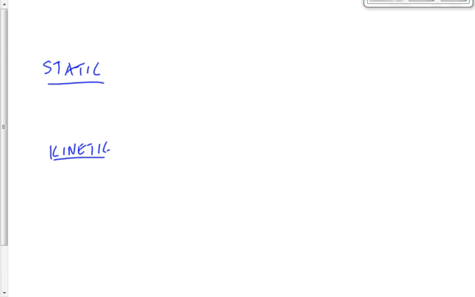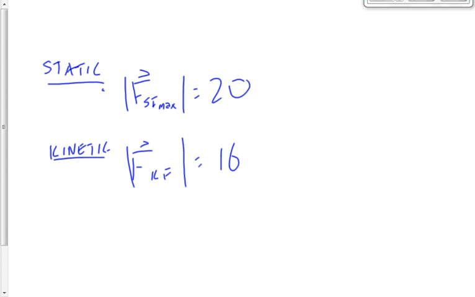Notice in that last example that I gave you, static friction maximum was 20. And of course, depending upon the situation, it might not be 20. Kinetic friction was, I said about 16. Why did I pick 16? I made those numbers up, right? But why did I pick that number 16 over, say, 25?